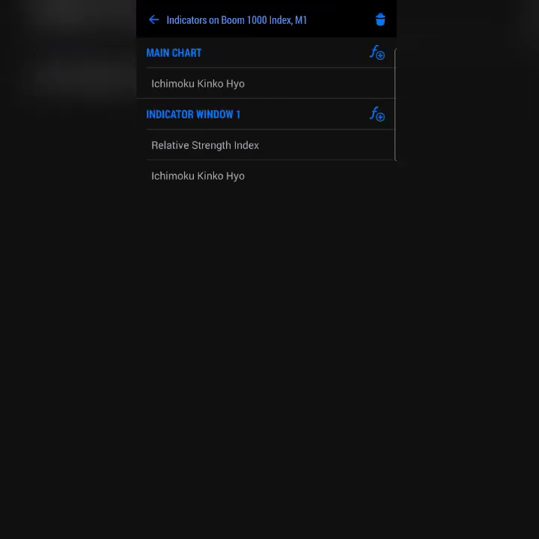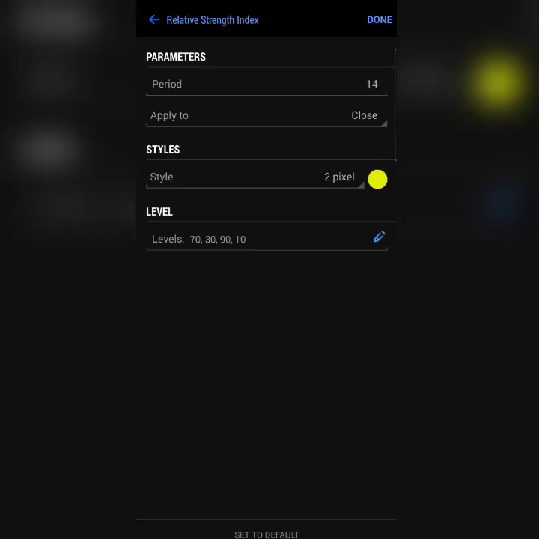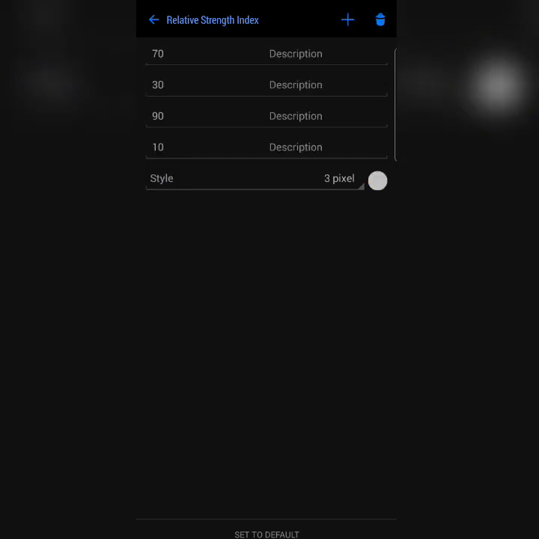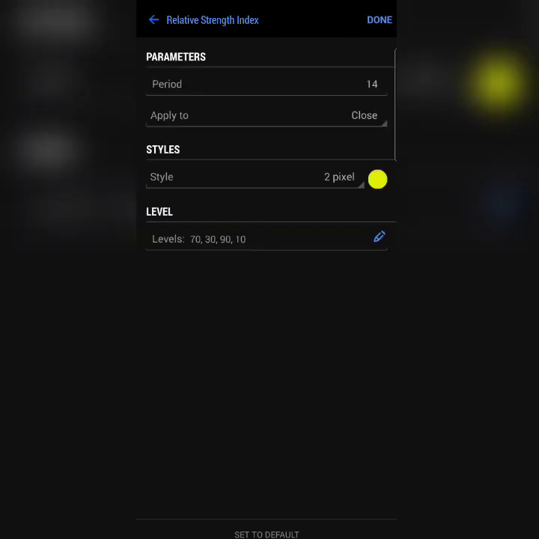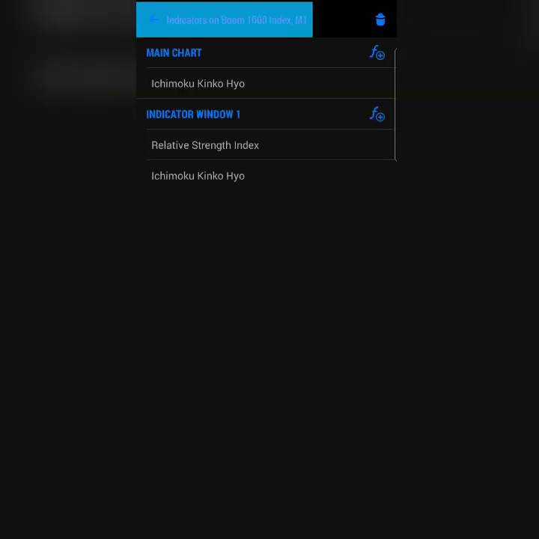So the second setting is the relative strength index, RSI, and this is our settings for it. You can take a screenshot of this if needed. And then the levels are set to 70, 30, 90, and 10. So this should be your level parameter settings for the relative strength index. Take a screenshot of these, and we're done.